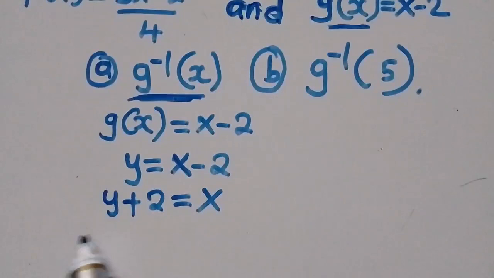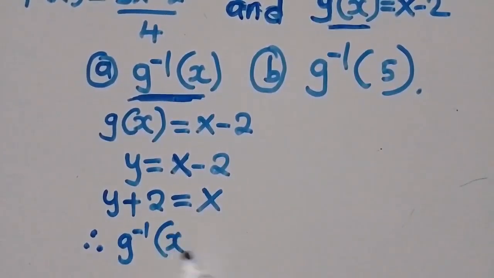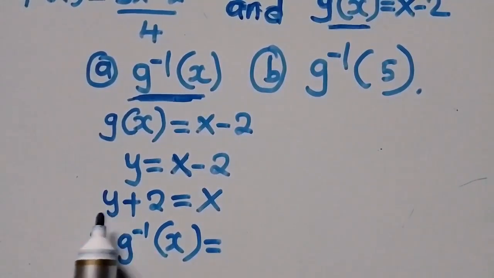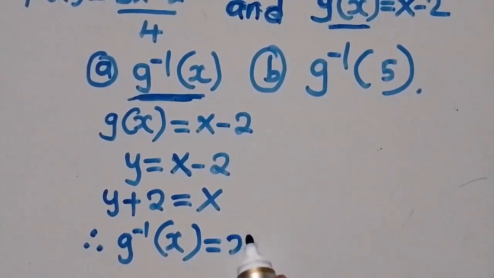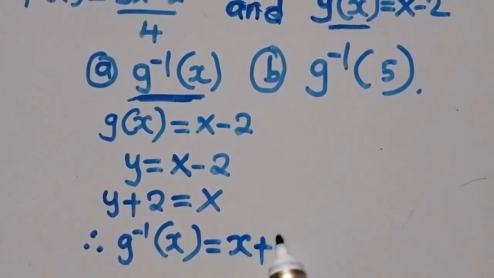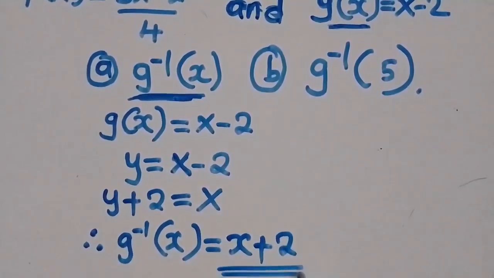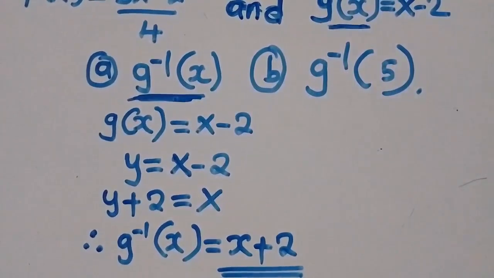Which means that you can now conclude, therefore, g inverse of x is equal to what? Now, when you reach the final stage, where there is y, that's where you put x. You say x plus 2, like this. So this is your answer, which is the g inverse of x. Hope this is the same answer that you got.